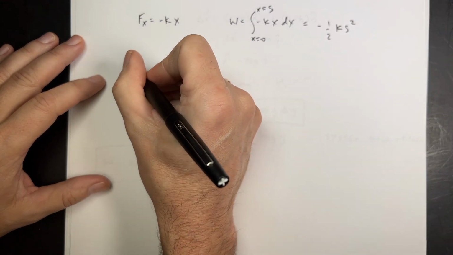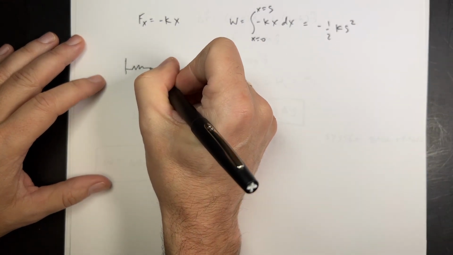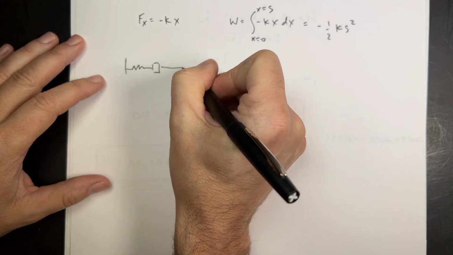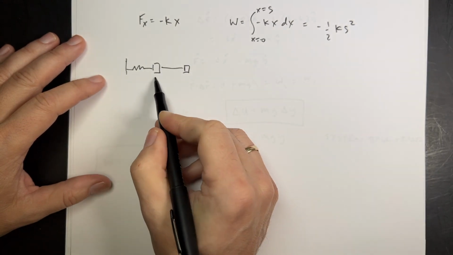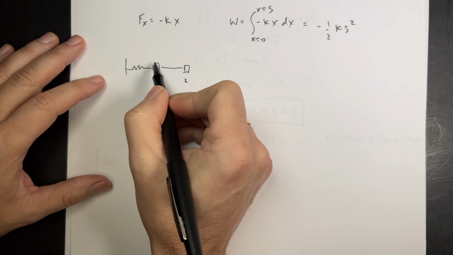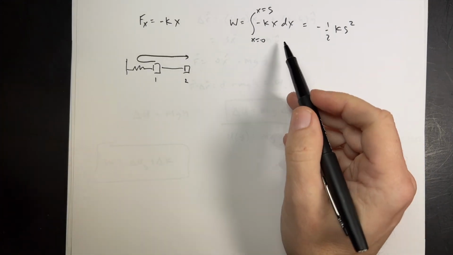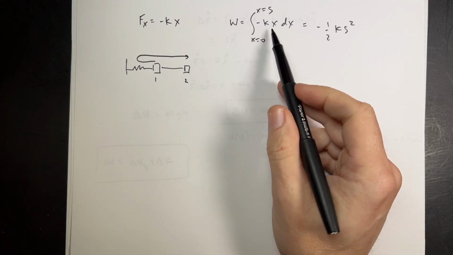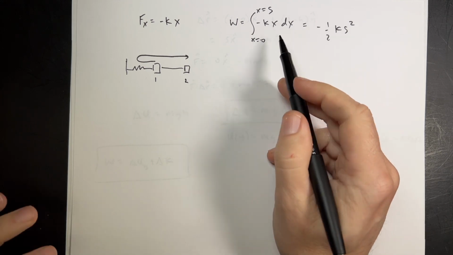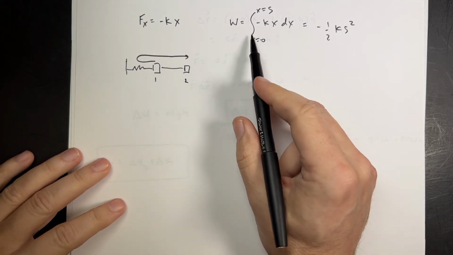So if I have a spring like this, and I go here from 1 to 2, and then I also go from here, it turns out that the integral doesn't depend on the path. It only depends on the endpoints. So that means that we can make a potential energy from this force.